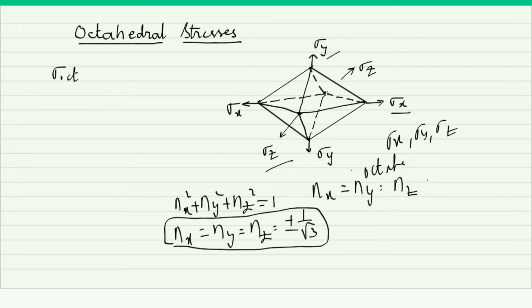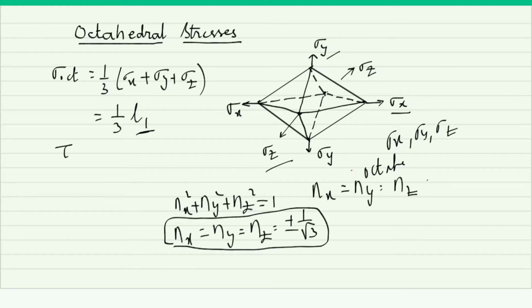Sigma octahedral, which is the octahedral normal stress, is 1/3 of sigma x plus sigma y plus sigma z. So this is nothing but 1/3 of L1. This L1 is nothing but the stress invariant.